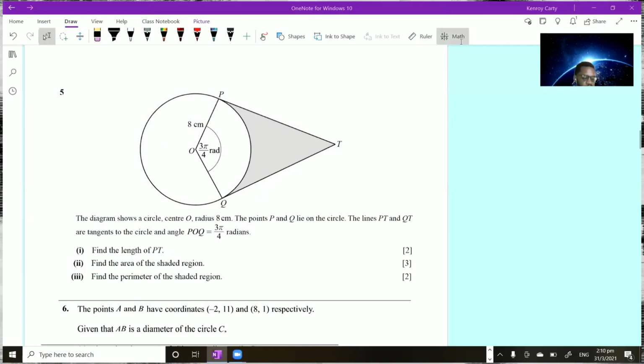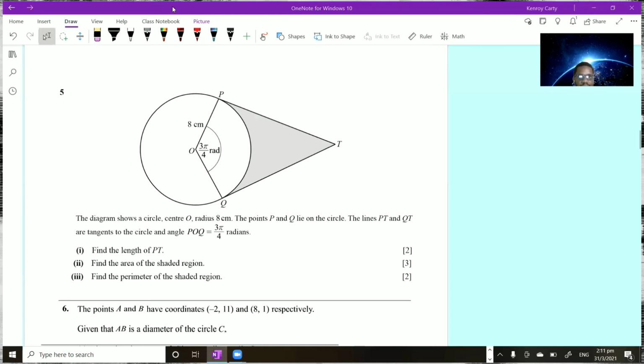We now move on to question 5. Question 5 says the diagram shows a circle, center O, radius 8 centimeters. The points P and Q lie on the circle. The lines PT and QT are tangents to the circle, and the angle POQ is equal to 3 pi over 4 radians. Find the length of PT.